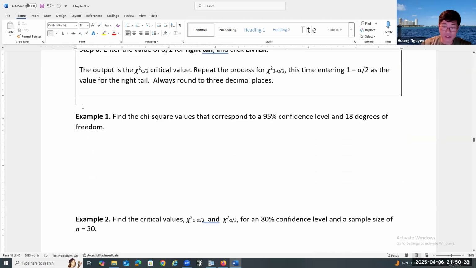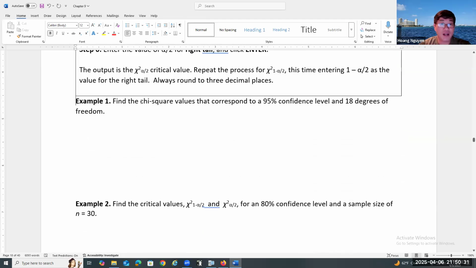So we're going to take a look at example number 1. Find the chi-square value that corresponds to the 95% confidence level. We are given the confidence level is 95%, and we are given 18 degrees of freedom. This question gives you directly the value for the degrees of freedom, so we're going to use it there.